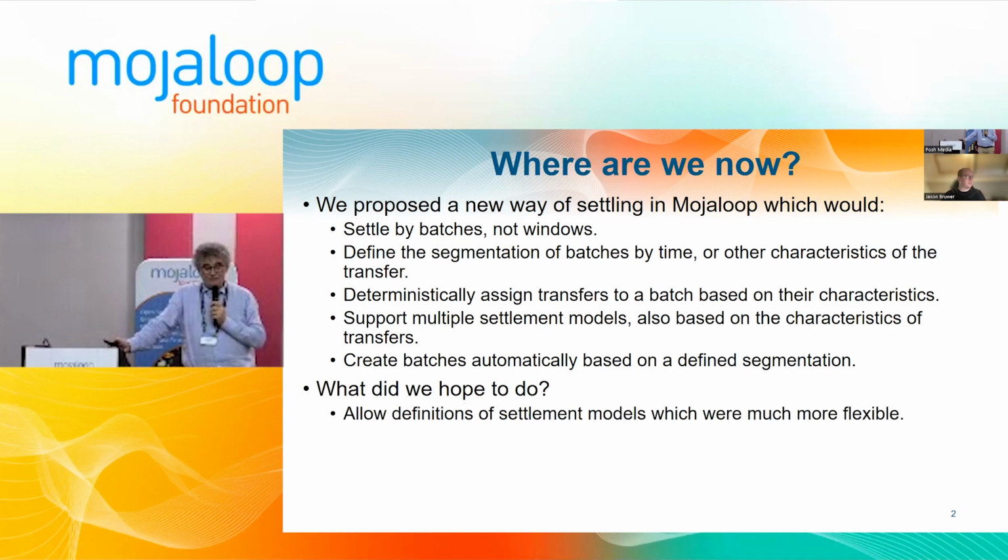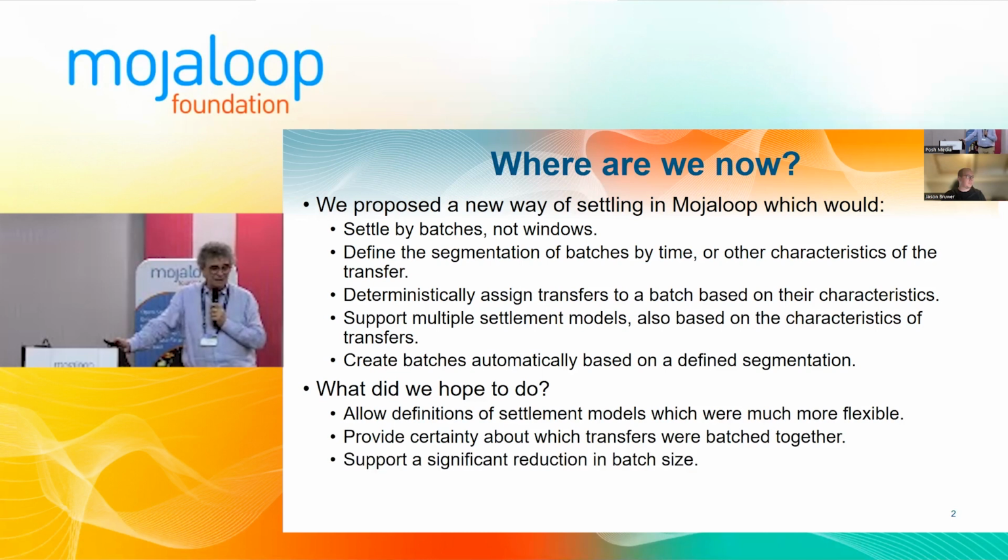Well, we wanted to have definitions of settlement models which were much more flexible so that we could much better accommodate ourselves to the requirements of particular implementations. And we wanted to provide certainty about which transfers were batched together. But basically, at the core of this, we wanted to support a significant reduction in the size of settlement batches in a Modular Loop system.